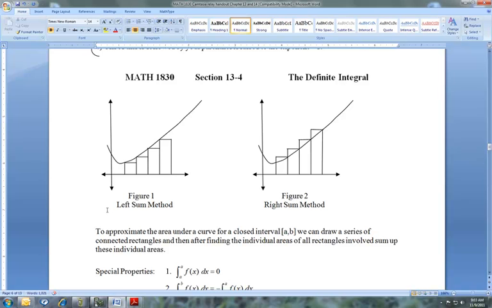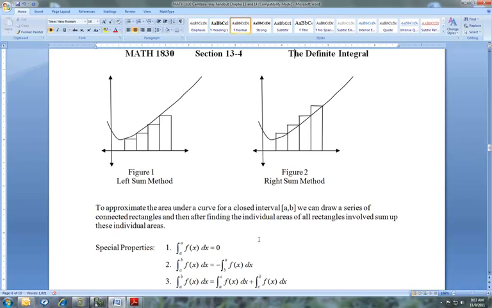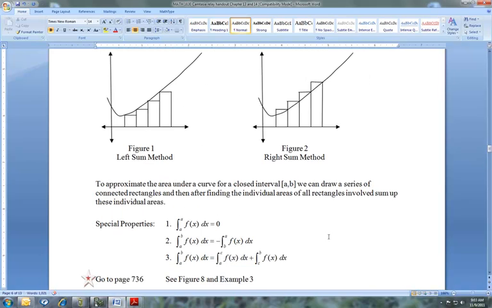We're not going to actually find the rectangles or anything, but some of the questions initially that you have will be, are they left-hand rectangles or right-hand? But the biggest piece right here is to approximate the area under a curve for a closed interval from A to B. We can draw a series of connected rectangles, and then after finding the individual areas of all rectangles involved, sum up those individual areas, and it does approximate the area under the curve from the curve to the x-axis. There are some special properties, 3 in particular, that I want you to see.